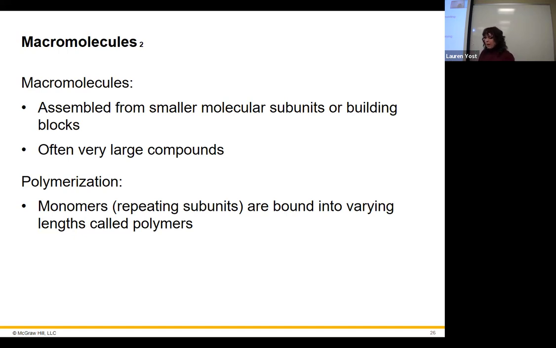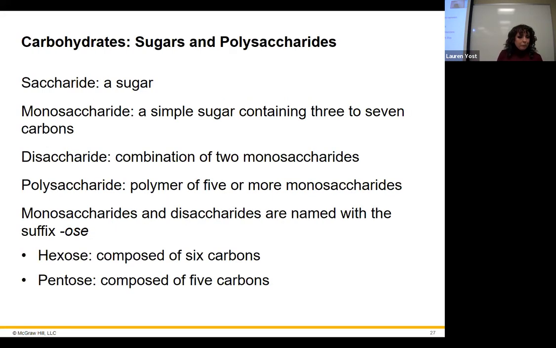These macromolecules are made up of little pieces stuck together. We already know that. That's called repeating subunits of monomers. A monomer is that single unit. A polymer is whenever we have a whole bunch of them stuck together. So there you go. They can get pretty big. We can build up things as large as starch or whatever else like that.